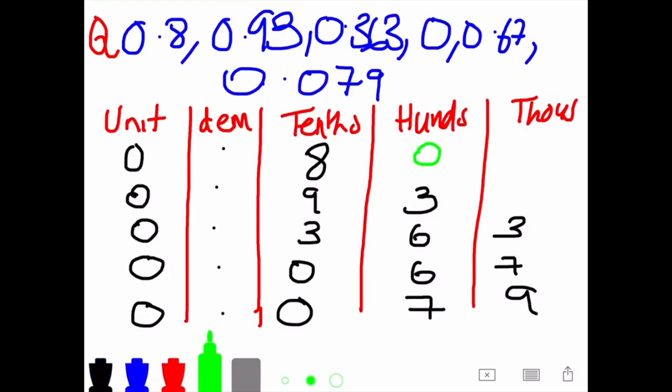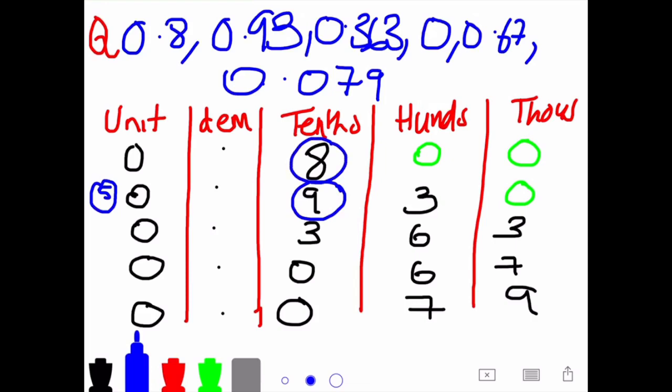I'm going to use my green pen. Okay, now we're going to look at the units first. So all of them are zero, so the biggest is not in any of those. We're going to look at the tenths. Looks like 9 is the biggest, so that's going to be our last number, our fifth. What's the second one? 8 will be the second largest out of the tenths. So that would be the fourth figure.